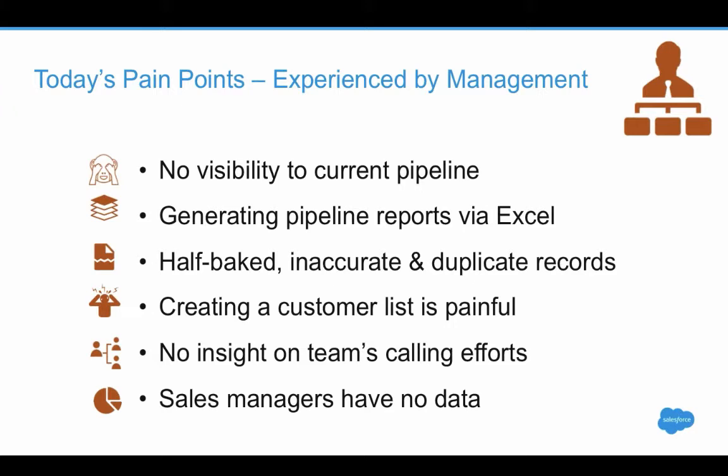Now, if you ask some of the senior management at Acme, they're going to tell you some of their pain points. This includes having no visibility into the current pipeline. Pipeline reports are being generated in Excel. So when they ask their sales team to put together some pipeline reports, everyone's putting it together in Excel and then emailing attachments to each other, consolidating them, and sometimes that can take not only hours, but days and sometimes weeks. When looking in Salesforce, we often find half-baked, inaccurate, and duplicate records.